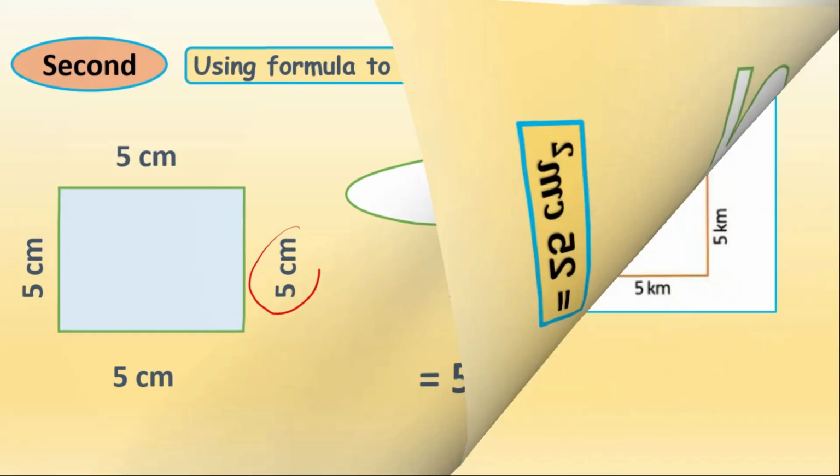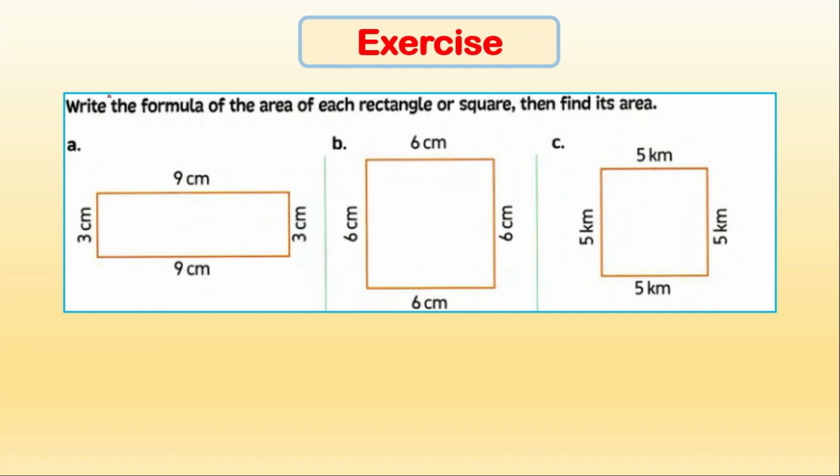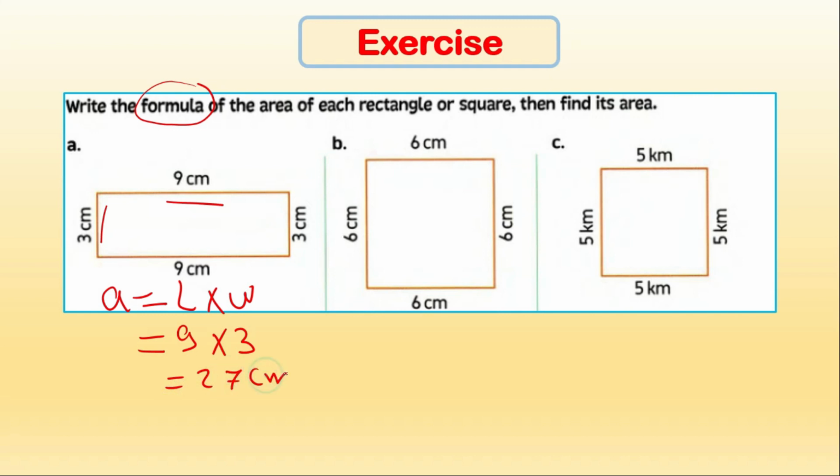Okay, let's solve an exercise. Write the formula of the area of each rectangle or square, then find its area. Okay, first step, we have to write the formula for each one. Number 1, here we have a rectangle, length equals 9 and width equals 3. Write the formula. Area equals length times width equals 9 times 3 equals 27 centimeter. And don't forget to write squared.